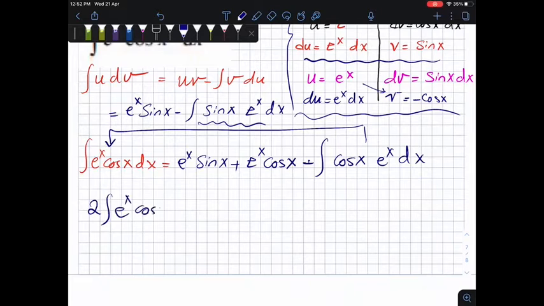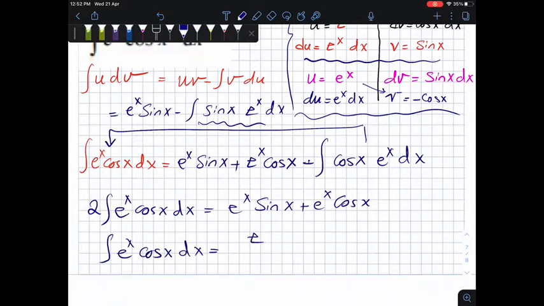So the integral of e to the power of x cosine x dx is equal to e to the power of x sine x plus e to the power of x cosine x, and then divide both sides by 2 to eliminate the 2, and write the integral of e to the power of x cosine x dx as it is on the left hand side, and divide the right hand side by 2, plus c.